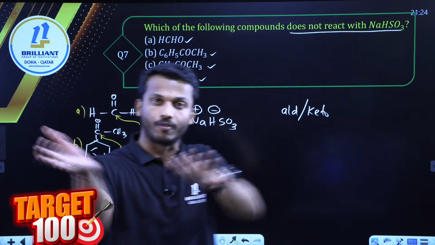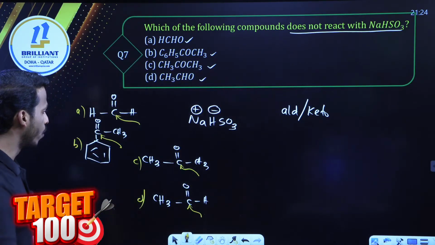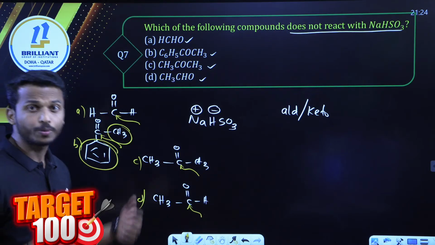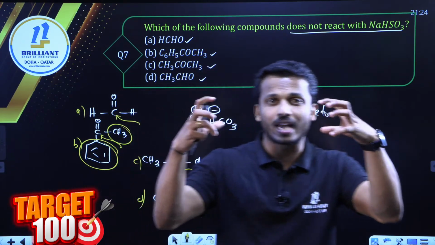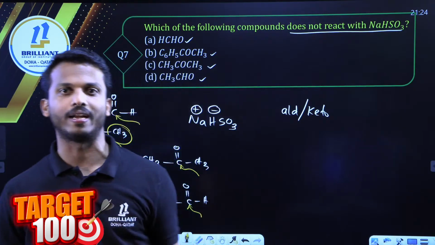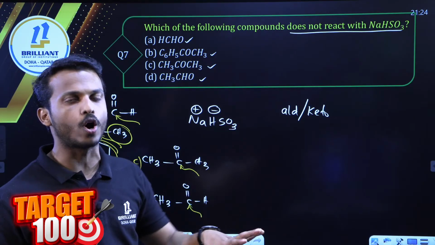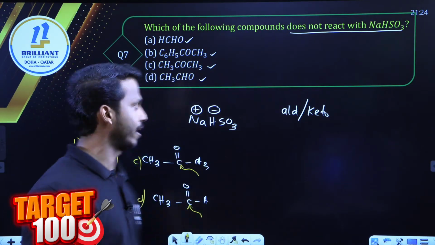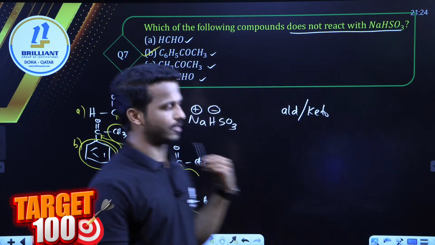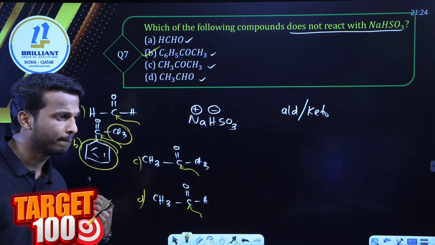Then where is the attack difficult? The one which contains more steric hindrance, more crowdedness. Where is more crowdedness? Option B. Option B is a ketone where you can see bulky groups on the two sides. Nucleophile attack is difficult, dear all. It's the least reactive or not reactive among the options. So your answer is option B. Yes.